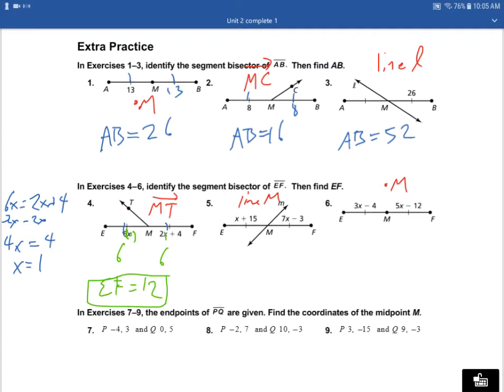Any questions here? Do you want to do 5 or 6? 5? 6?